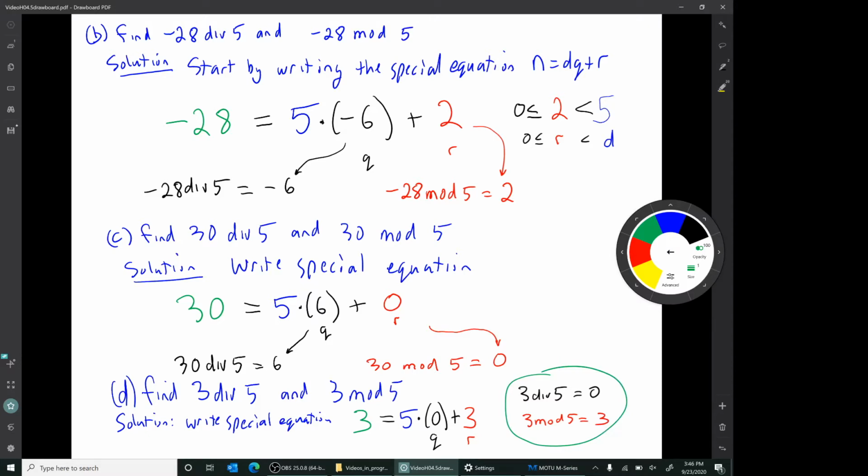Now notice something interesting about these 4 examples. Well, these last 3 illustrate well enough. Notice that it's possible for q to be a positive integer. It's possible for q to be a negative integer. And it's even possible for q to be 0. That's not the case with r. r can be 0. We've seen that. r can be positive. We've seen that. But r can never be negative, and r can't be equal to d or greater than d. So there's some restrictions on r, but there aren't restrictions on q. Okay, let's go on.